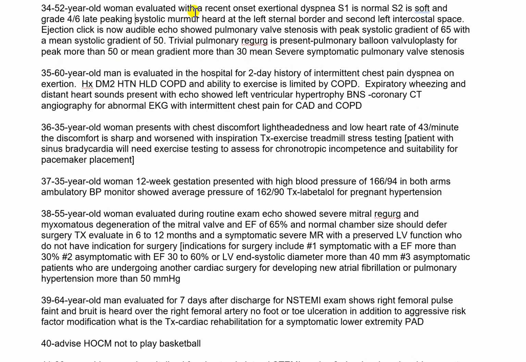So, a middle-aged lady that has recent onset exertional dyspnea, and S1 is normal, S2 is soft, and there is a grade 4 late peaking systolic murmur at the left sternal border. What does that tell you?